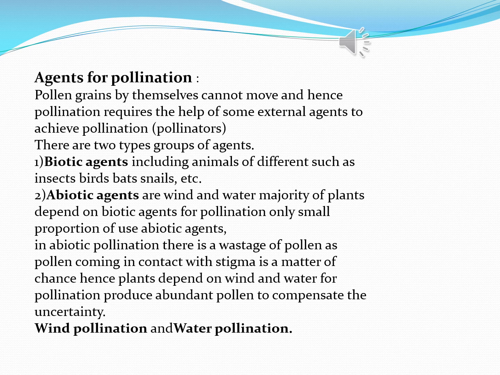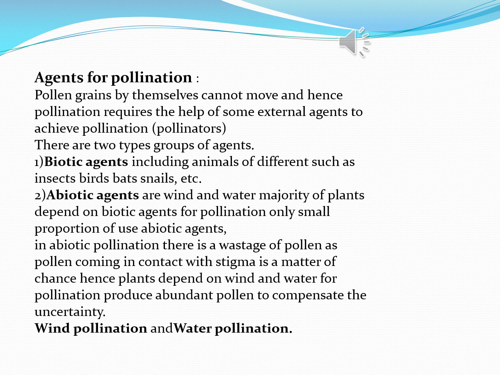Next one is abiotic agents. In the case of abiotic factors, majorly two agents are involved: one is wind and the other is water. The majority of plants depend on biotic agents for pollination. Only a small proportion of plants use abiotic agents for pollination.